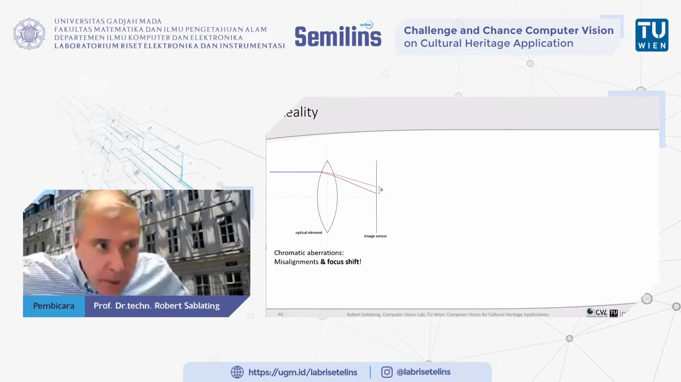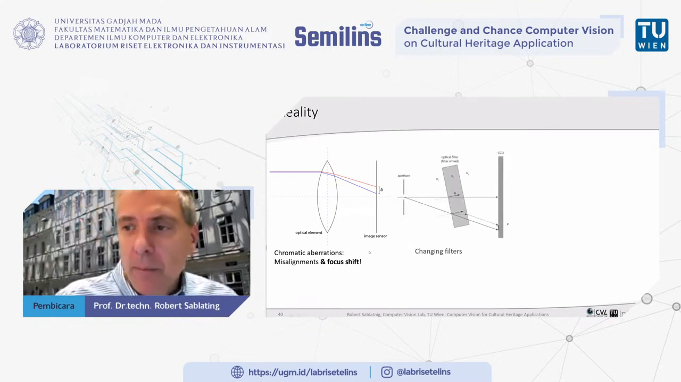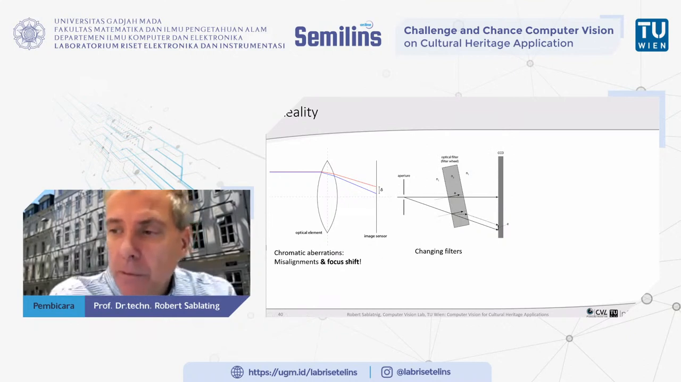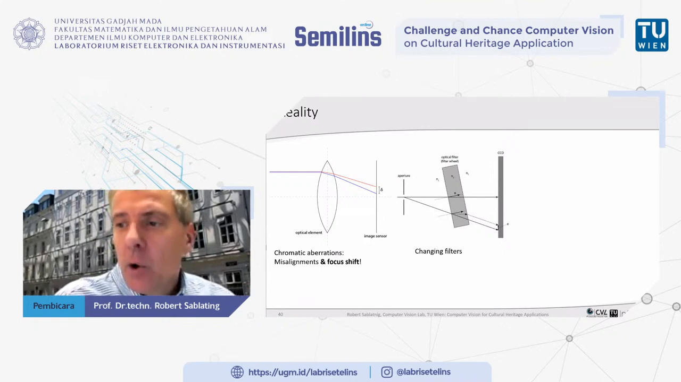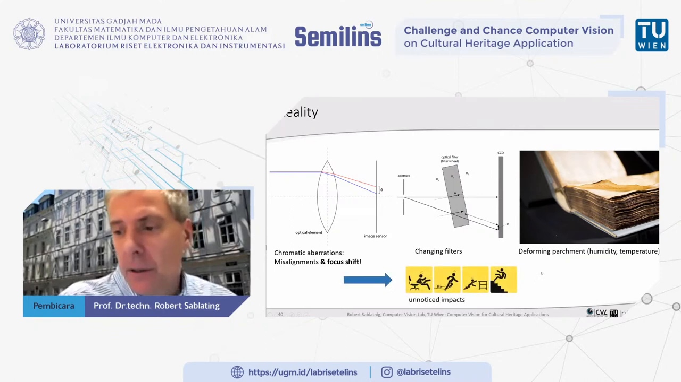So in reality, you have some kind of chromatic aberrations. This means that you have misalignments and focus shifts. We already talked about that. If you use different filters, especially with a filter wheel, this also changes all the settings, because the rays all of a sudden do not come to the right position anymore. So this is a filter, and from this filter you would get some deviation. And of course, with the deformed parchment you see here, if you have some light, then everything would move in this direction, and then you have different parts. And of course, there's always something happening in acquisition areas, and this also has to be corrected.